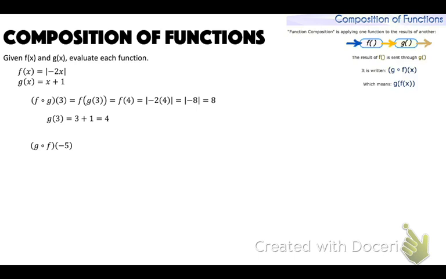So now let's find g of f of negative 5. So I'm going to just rewrite it. So g parentheses f negative 5 parentheses. So I need to first find out what f of negative 5 is. So I'm going to plug that in. So that's going to be negative 2 times negative 5, which is 10. And so I'm going to be finding g of 10, and then I just plug 10 in for g, which is 10 plus 1, which is 11.